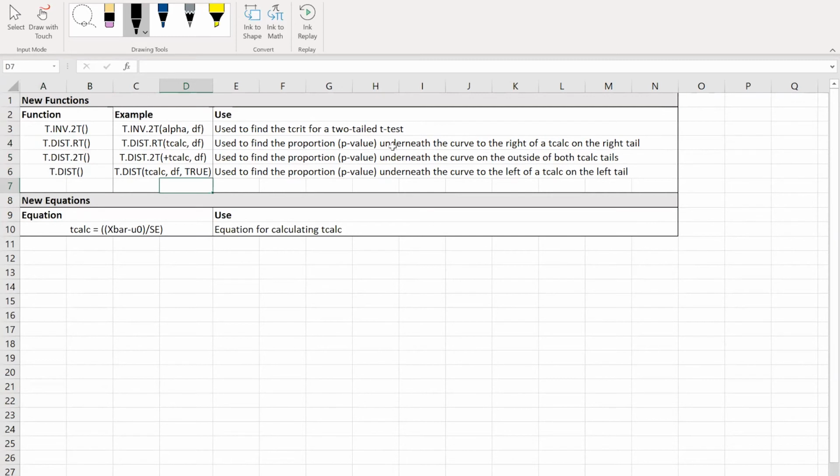And they give you the p-value underneath the curve to the right of the critical values. For the t.dist left-tailed version, you have to include this extra argument of true, and this gives us the cumulative probability to the left, which is what we want. For equations, we have this t-calc is equal to x bar minus mu naught divided by the standard error, and it's the equation for calculating t-calc.